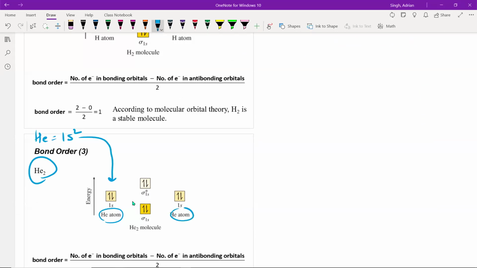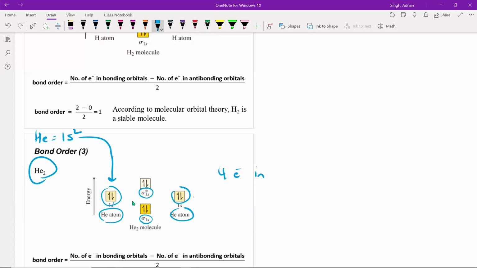again, I'm combining now two s orbitals. I'm going to get two molecular orbitals coming out of this. I'm going to have a bonding orbital down here, the sigma 1s, and the sigma star 1s. That's going to be the anti-bonding. I put a total of 2 into 4 electrons in. I'm going to get 4 electrons out.